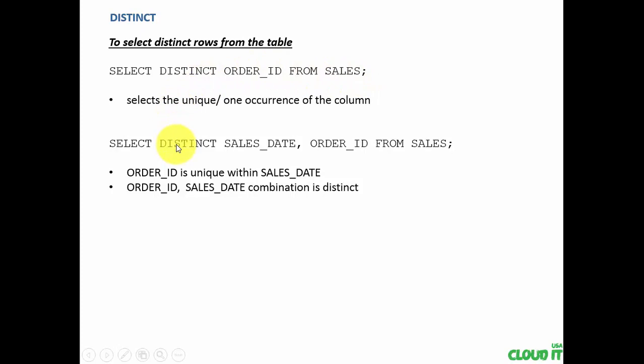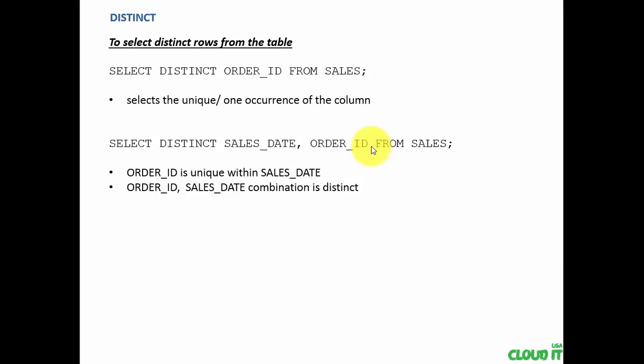You can mention more than one column after the distinct. I am saying give me all the distinct sales date and order ID combination from sales. We know order ID is unique within a sales date. So for the order ID and the sales date combination, give me the distinct values. You can mention as many columns as you want. For that combination, it gives you the distinct result set.